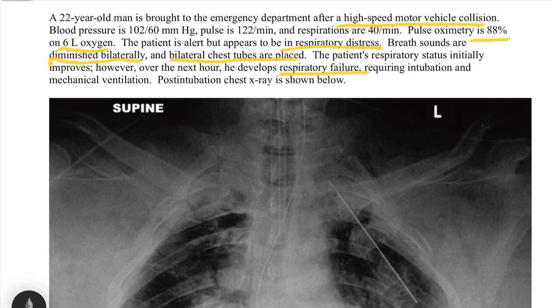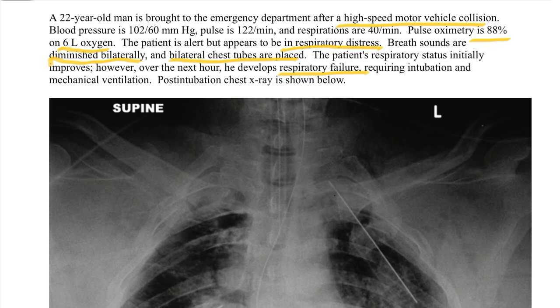So this is vignette number one, which says that a 22-year-old man is brought to the emergency department after a high-speed motor vehicle collision. Blood pressure is 102 by 60, pulse is 122, and respirations are 40 per minute. Pulse oximetry is 88% on 6 liters oxygen. The patient is alert but appears to be in respiratory distress. Breath sounds are diminished bilaterally and bilateral chest tubes are placed.